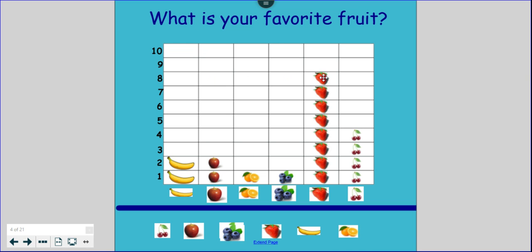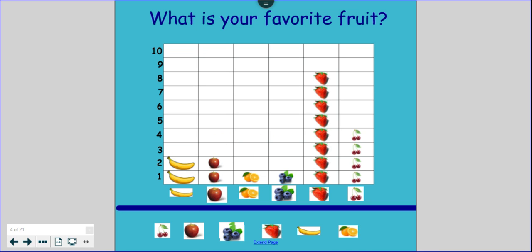Let's count and make sure. 1, 2, 3, 4, 5, 6, 7, 8. Very good. So that's a way that we can find out how many are in that column without counting. Can you find out how many people chose cherries without counting? We're going to do the same thing. I'm going to go up to the top of the column and then all the way over to where the numbers are. What number did I land on?